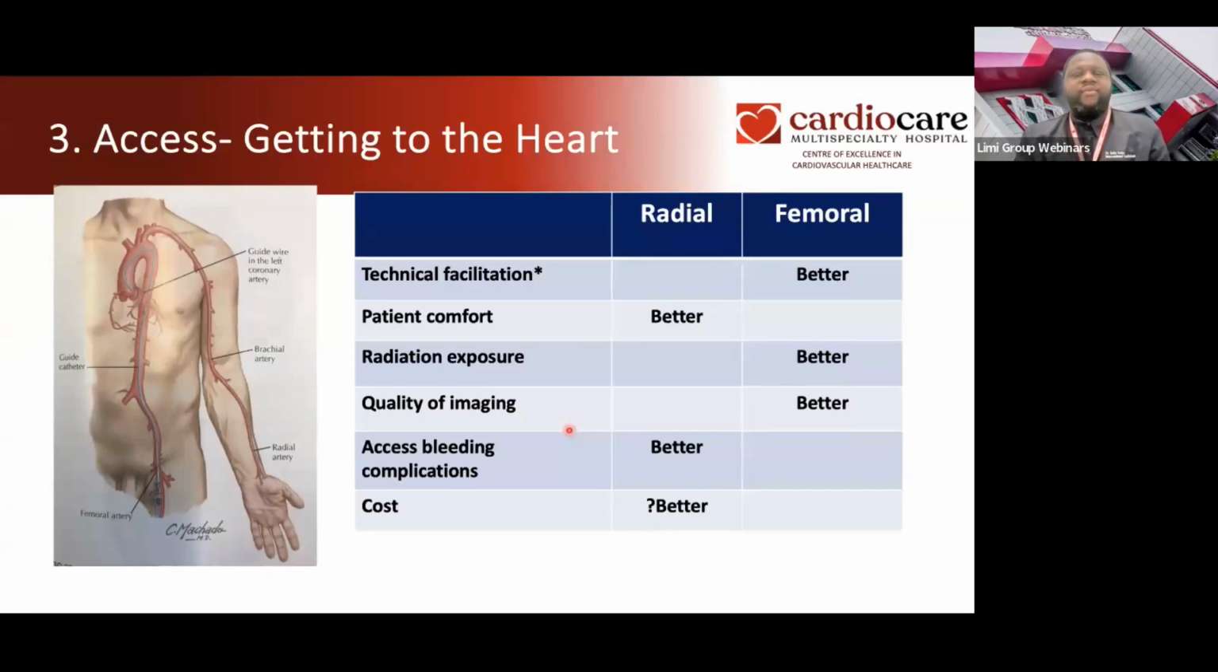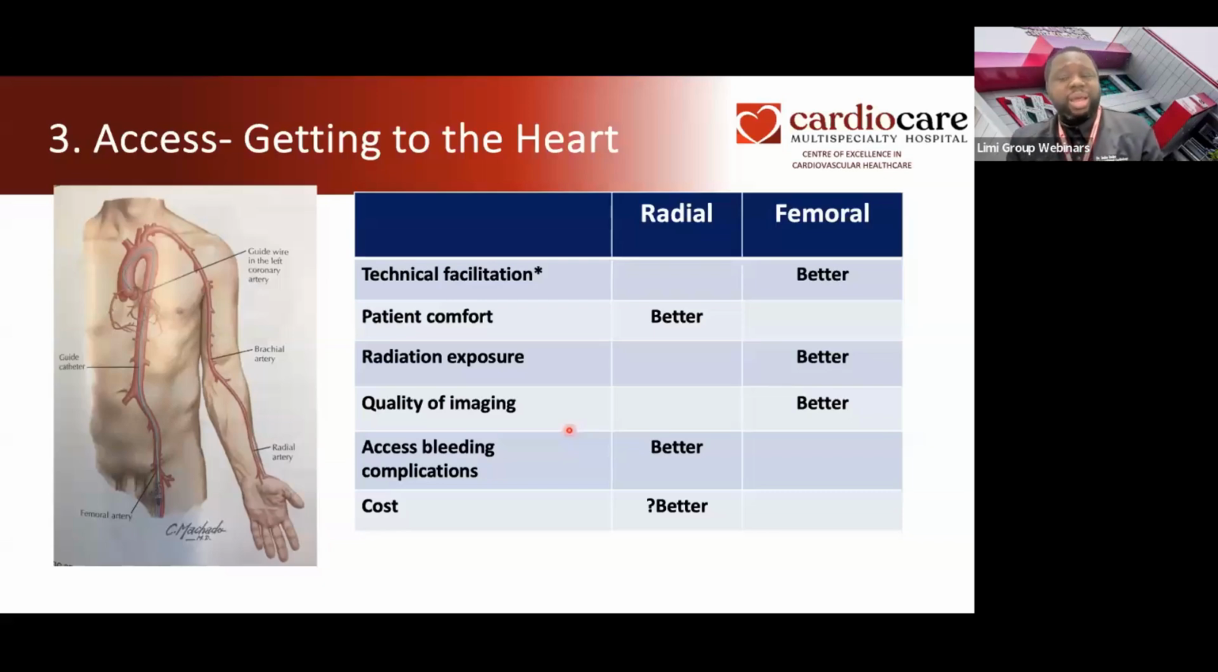So femoral is easier, but the patient is typically more comfortable with radial. Radiation exposure is thought to be slightly better with femoral. Bleeding complications are better with radial. Cost, radial may be slightly better, but in Nigeria, sometimes radial is actually more costly. So these are some things we use to determine.